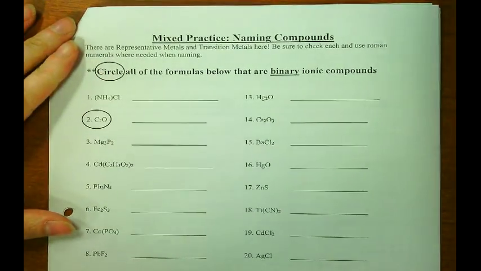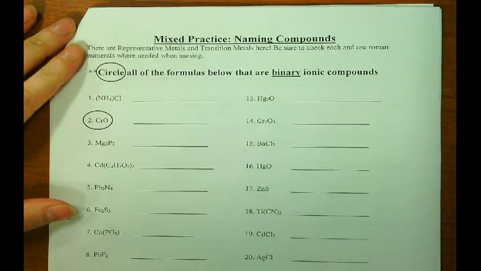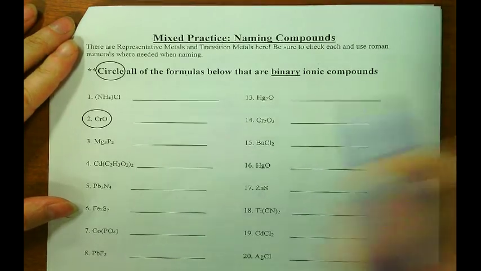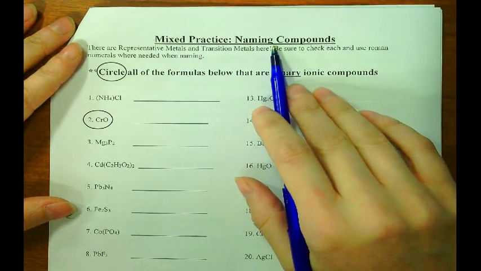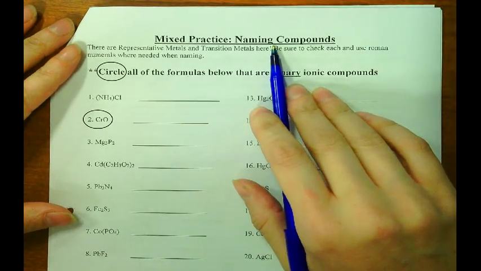So this is Day 5 homework. The first two pages, 11 and 12, are a summary of basically what we've been doing for the last week and a half in class. So it's mixed practice naming compounds. This is what your exam's going to look like all switched up.